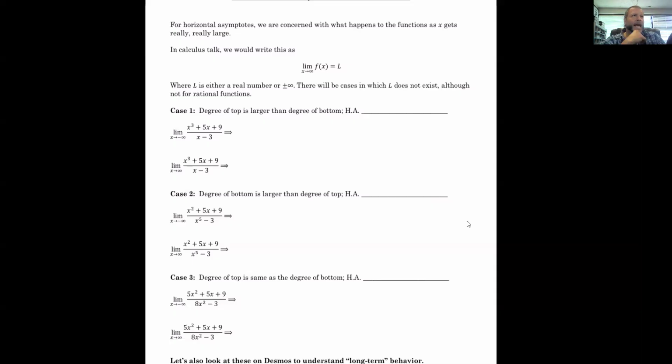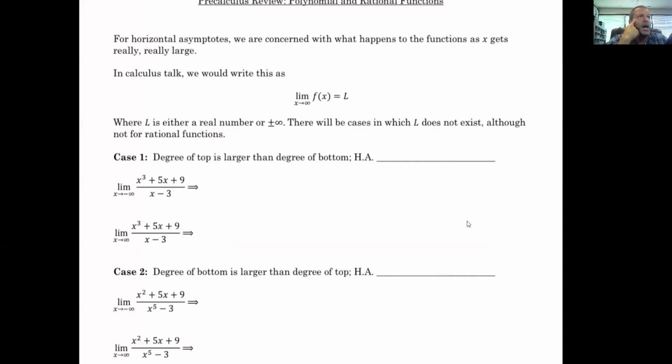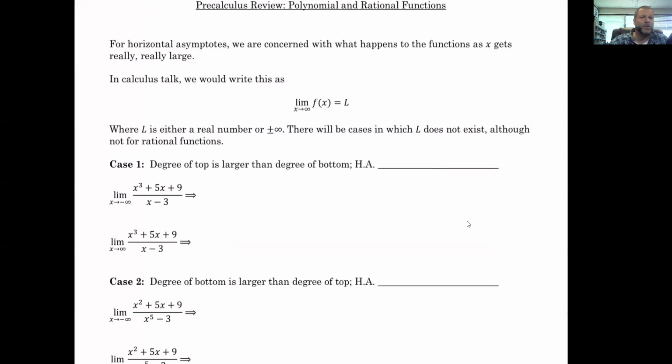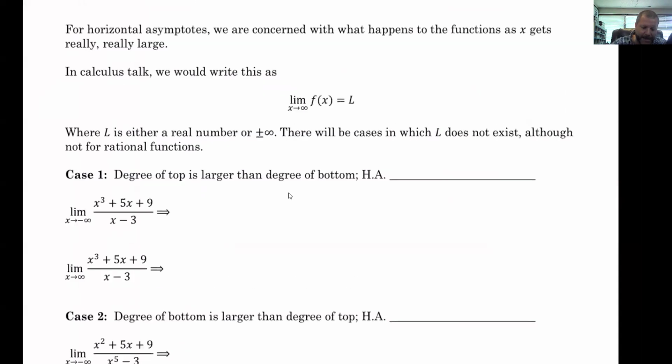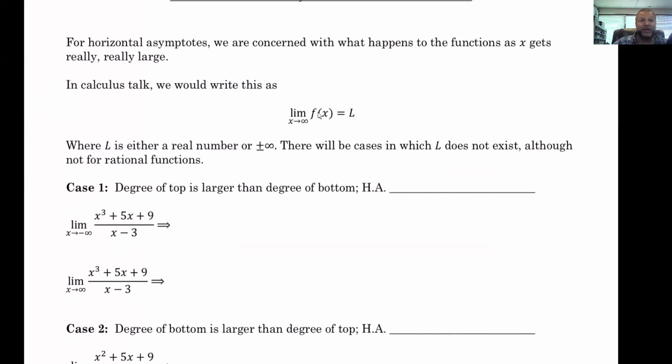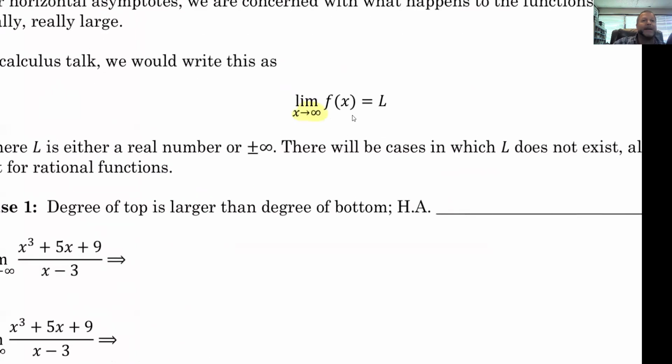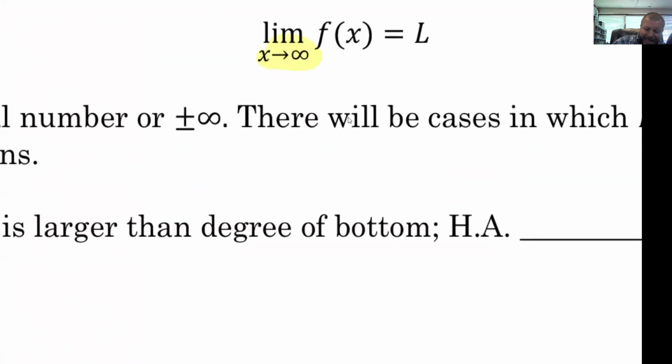Right, so let's find end behavior of rational functions. In calculus talk, when we want to find end behavior, we write things generally this way: what happens as x approaches infinity to our function, and it could equal some number. Now, this value could be a number, it could be infinite. There are also times where something else weird is going on, where it doesn't end up equaling anything.